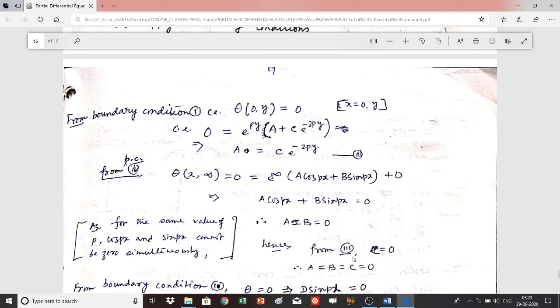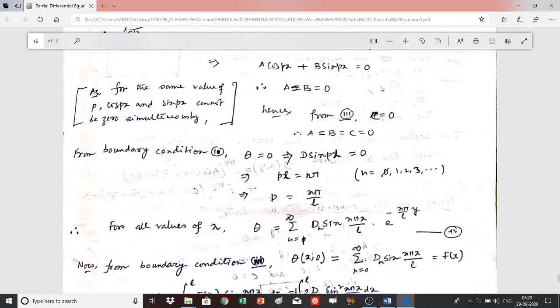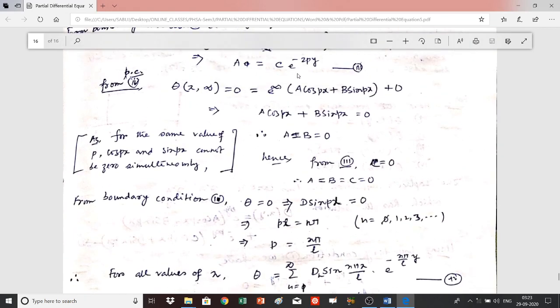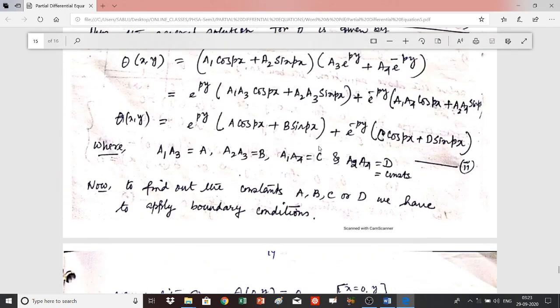So using a, b, c all equal to 0 in this expression, you will finally get a simplified form of theta. In that case, only the term involving d will be there. That means the solution will be d sin px times e to the minus py.